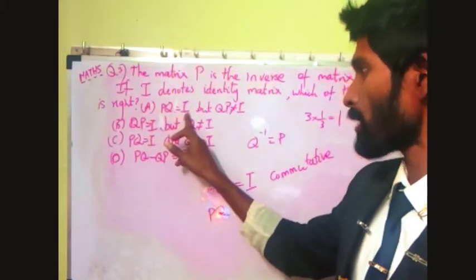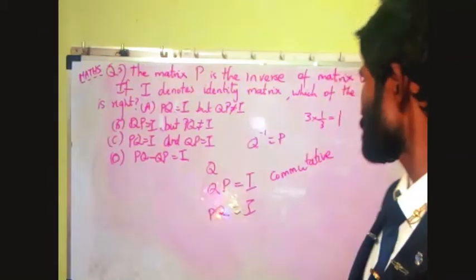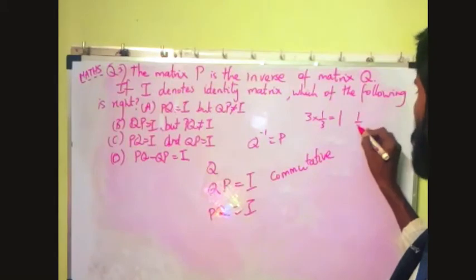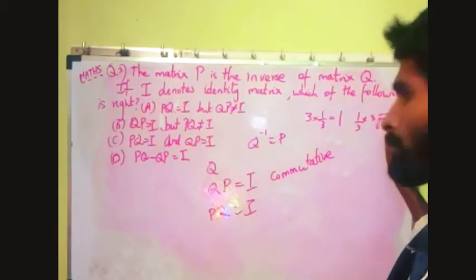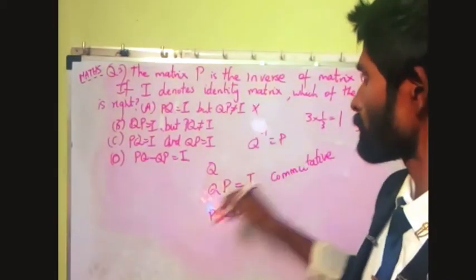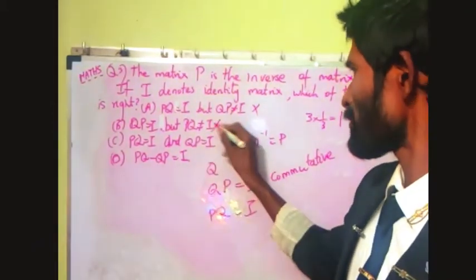Now look at which of the following is right, they asked. PQ is equal to I. Surely PQ will be I, but QP is not equal? That's not possible. 3 into 1 by 3 is equal to 1. Will you say 1 by 3 into 3 is not equal to 1? No, right? That also will be equal to 1. So this option will be wrong. QP is equal to I, but PQ is not equal to I. Not possible. That's also wrong.